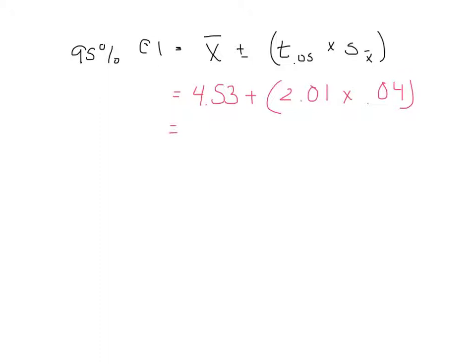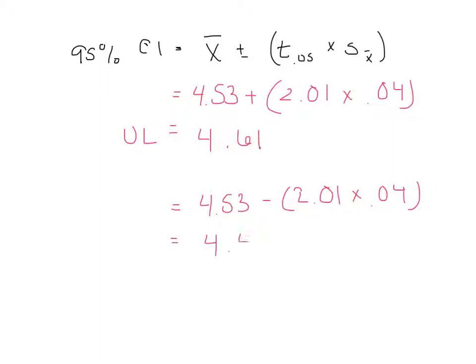When you run that calculation through, we get an upper limit of our confidence interval of 4.61. When we do the subtraction, so 4.53 minus 2.01 times 0.04, we get a lower limit of 4.44 seconds. So we're going to plot our 95% confidence interval on our interpretive curve as well.